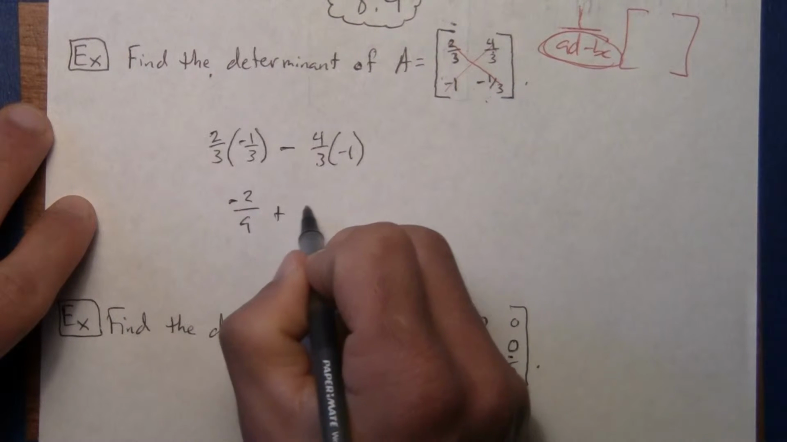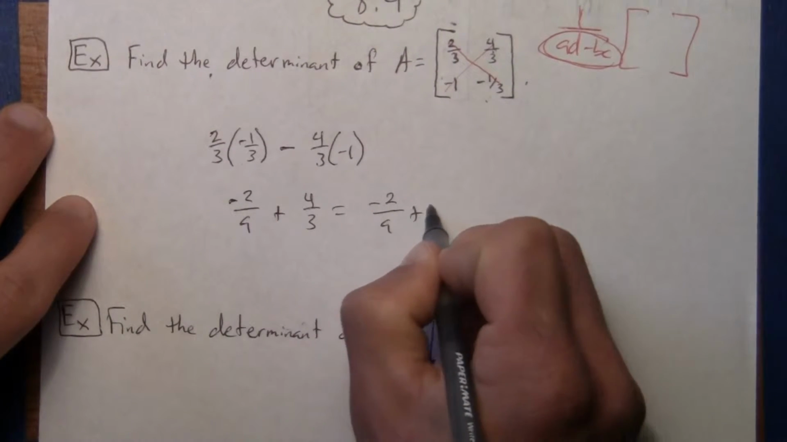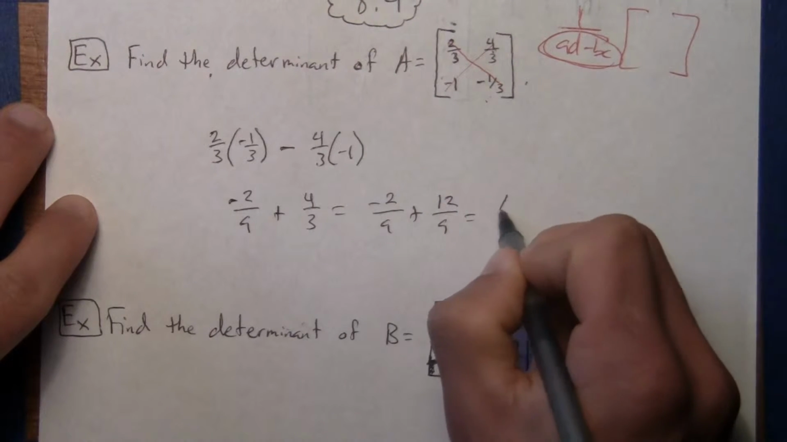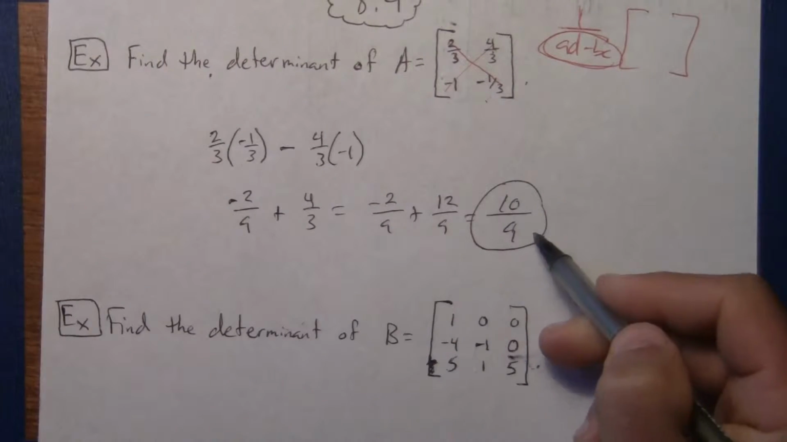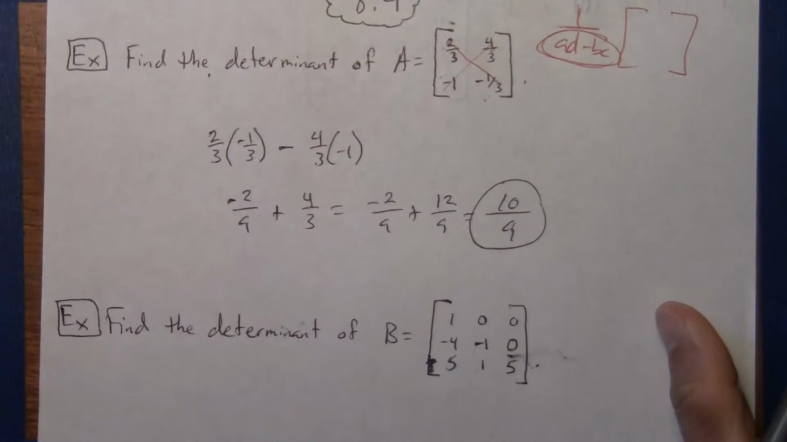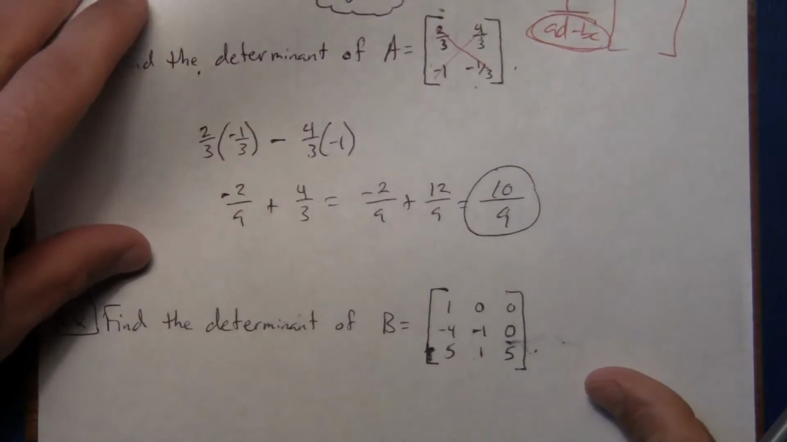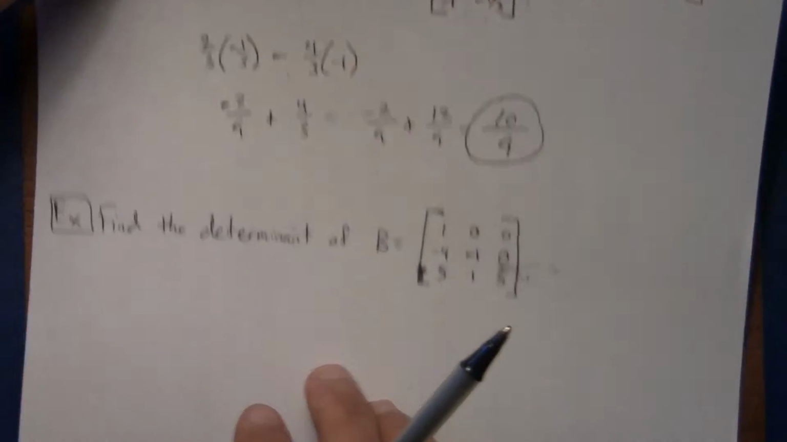It's going to end up becoming a positive 4/3, or you will want to get a common denominator. So we'll change this to 12/9. And it looks like I end up with 10/9. And that's the determinant of that little 2x2 matrix. So 2x2 matrices, quite simple for the most part. Just have to be careful with double negatives. Other than that, you know how to do it.